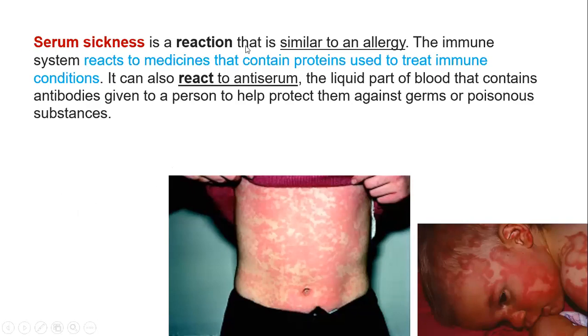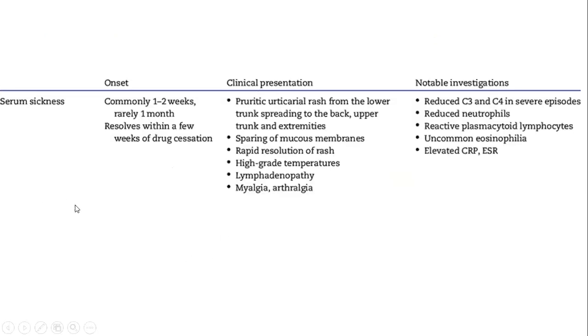Serum sickness is a reaction similar to an allergy. The immune system reacts to medicines that contain proteins used to treat immune conditions, and it causes an adverse reaction to a medicine or anti-serum, causing symptoms like redness, pruritus or itching, whatever we have discussed in the previous class. Typical serum sickness onset commonly takes 1 to 2 weeks, rarely 1 month. It resolves within a few weeks of drug cessation.